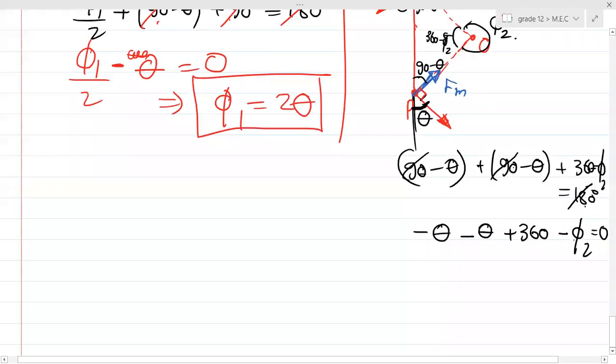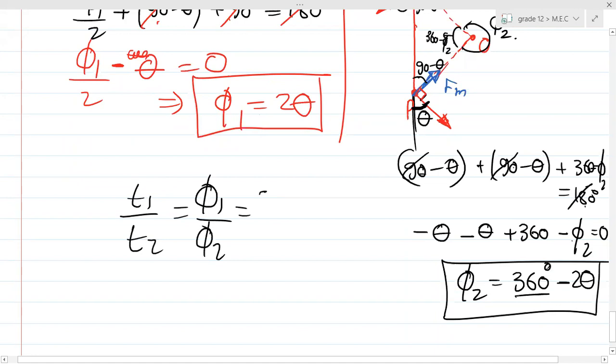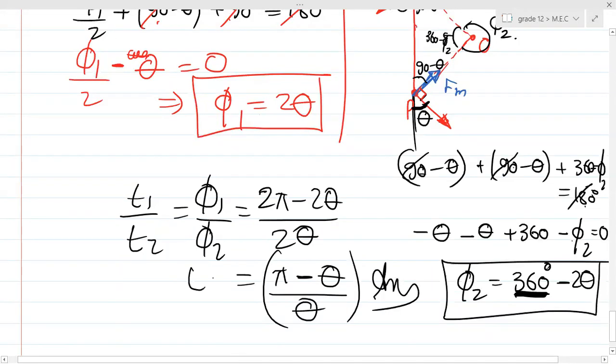So can you see over here, phi 2 will be going to the right hand side and it is 360. So I got phi 2, I got phi 1. So basically the ratio will be the same as the angle ratio. And please remember guys, if you don't want 360 degrees, always convert it into pi because the answer will be given in terms of pi. So 2 pi minus 2 theta divided by 2 theta, so this will be equal to pi minus theta upon theta, and that will be your answer.